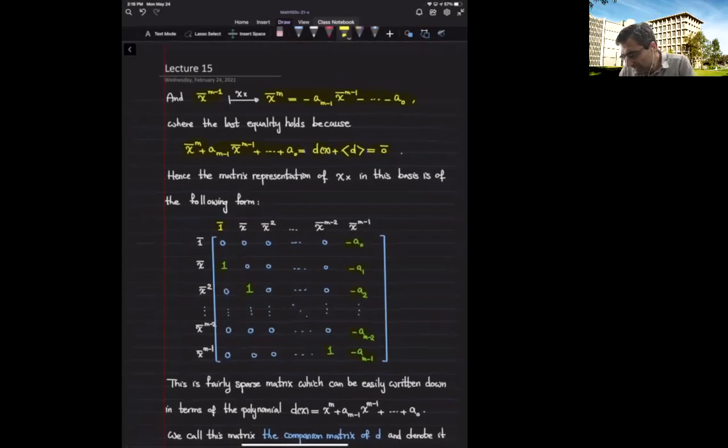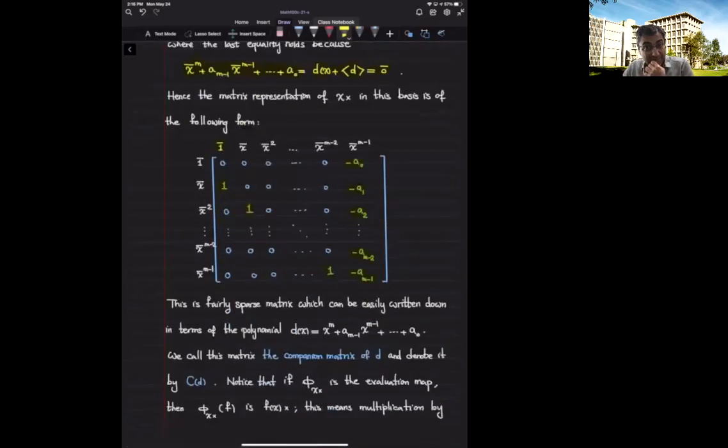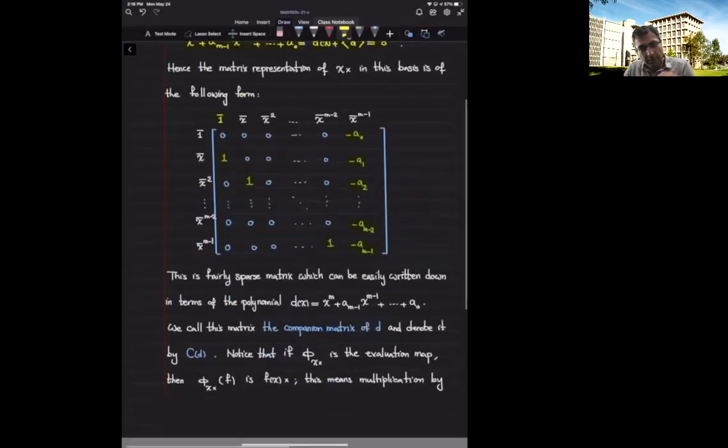So as we can see, this is a fairly sparse matrix. It's completely easy to write down in terms of the polynomial d. I give you the polynomial, you can easily write down this matrix, and this matrix is called the companion matrix of the polynomial d. We write it as C of d. So C of d is this matrix, and it's called the companion of the polynomial d.